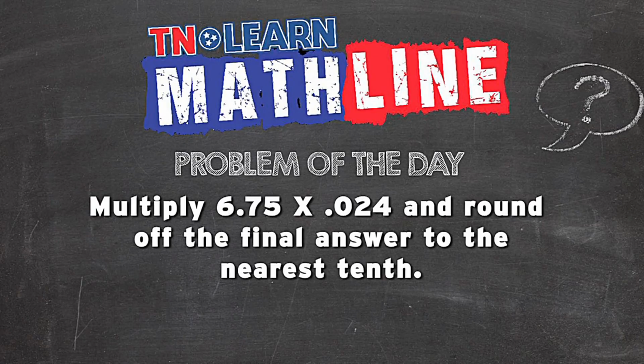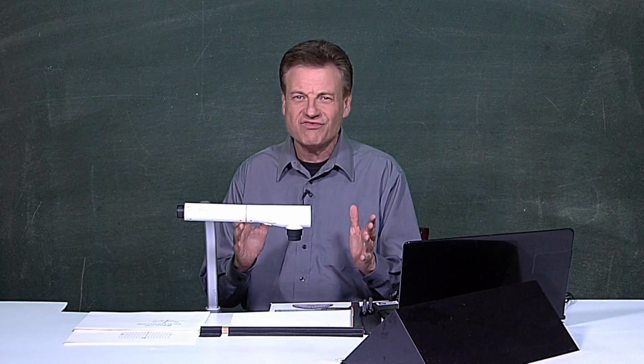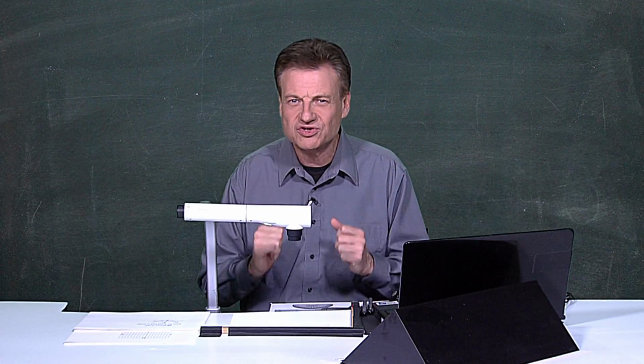It says multiply 6 75 hundredths times, are y'all ready for that? 24 thousandths. And round off the final answer to the nearest tenth. Wow, so multiply 6 75 hundredths times 24 thousandths, and then we're going to round off the nearest tenth. So we got hundredths, we got thousandths, we've got tenths, all sorts of stuff going on here, all about place value in the base 10 numeral system today, all right?